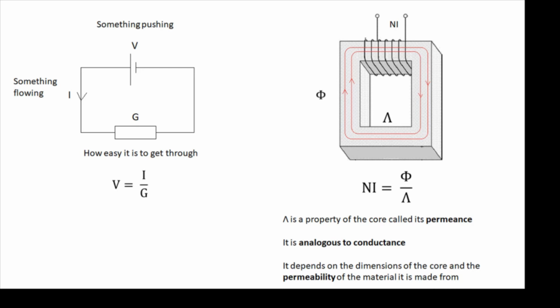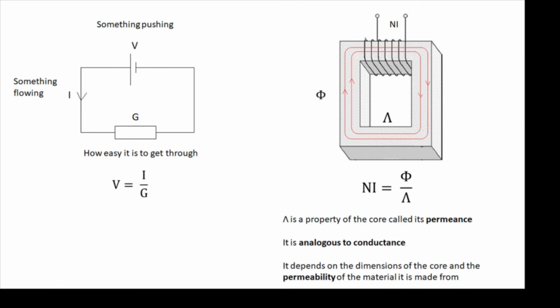Now on the right we have a magnetic circuit. What's doing the pushing in this circuit is current turns. You'll see that there's a coil at the top, and this coil, Ni, if you put a current in the coil, that produces flux, and it pushes flux around the magnetic circuit. So the thing pushing is Ni. The thing flowing, which is analogous to the current, is flux. And how easy it is to flow through this particular core is called the permeance of the core. It has the symbol lambda, and it's analogous to conductance.